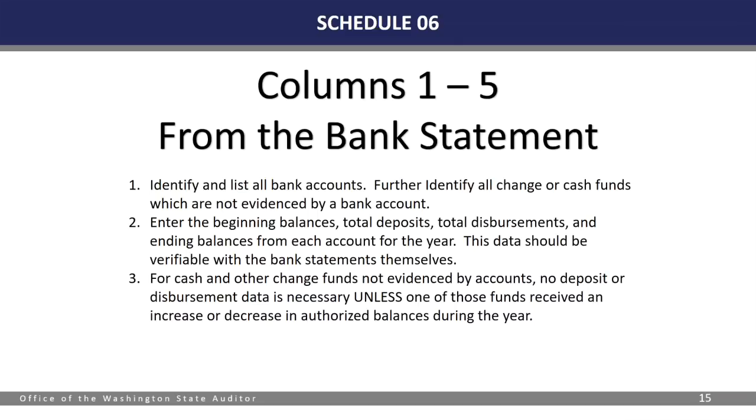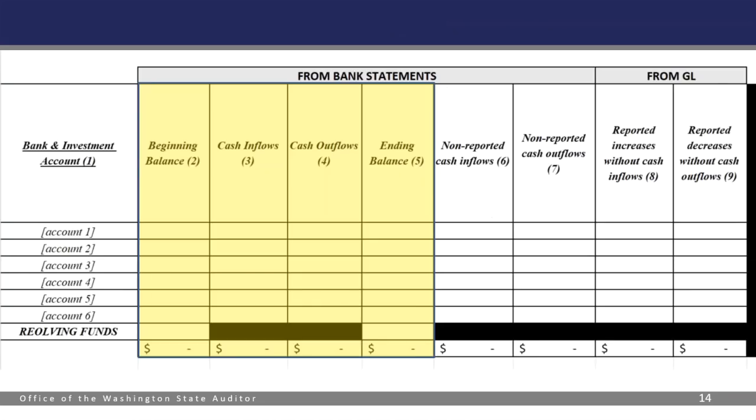For cash and change funds which aren't evidenced by bank accounts, no deposit or disbursement data is needed, so we don't need the additions or the reductions of those accounts unless the authorized balances of those accounts change during the year. Again, these should be immaterial in most cases, but we need to know this information so that we can tie down that ending cash to a trivial amount. So now that columns 1 through 5 are done, what's next?